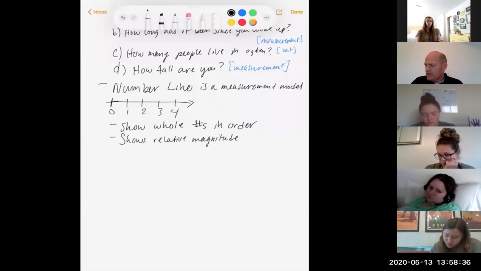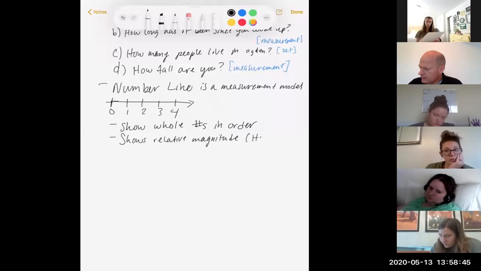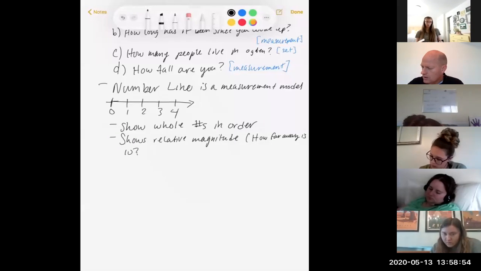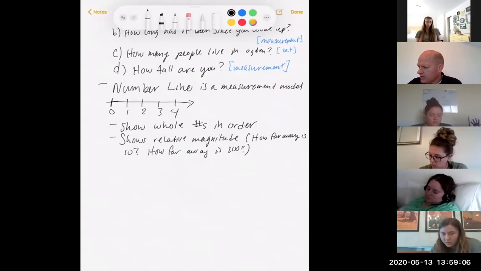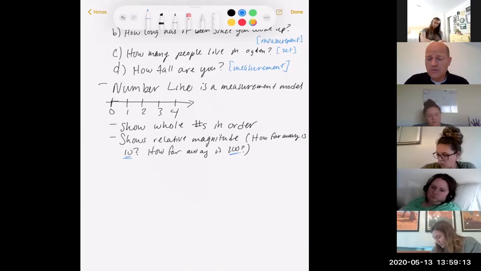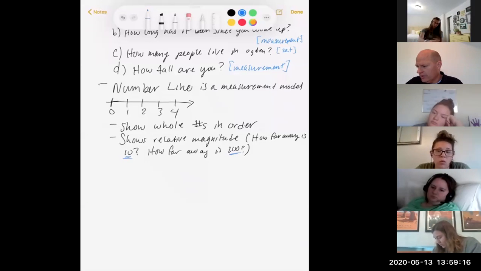What that means is that it shows how far away certain numbers are. I have a number line here that goes from 0 to 4. So how far away is 10 from that? How far away is 100? When we look at them abstractly, these digits, they just have 2 digits there and 3 digits there, and it doesn't seem like 100 is much bigger than 10, but it actually is. It's quite a lot bigger, but number lines give this visual depiction of it.